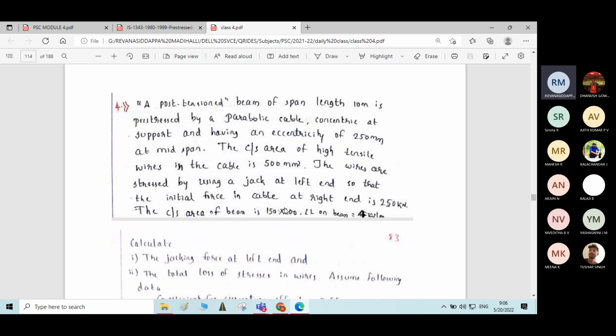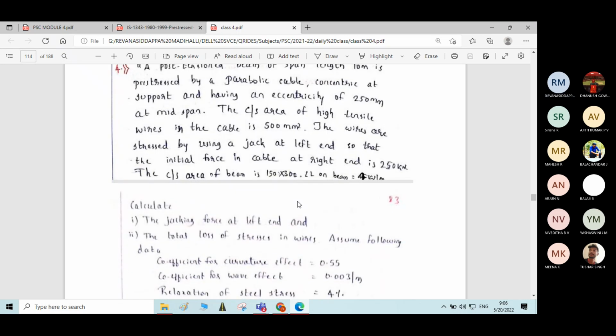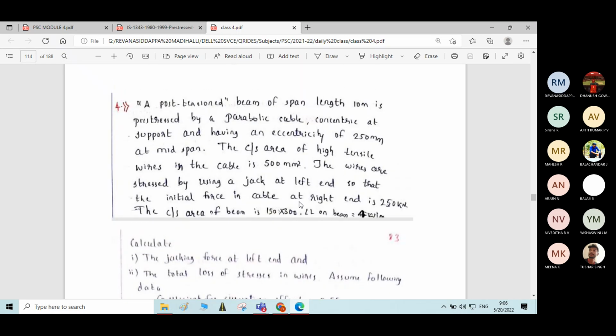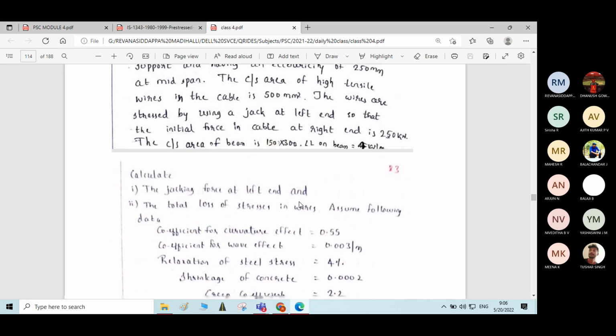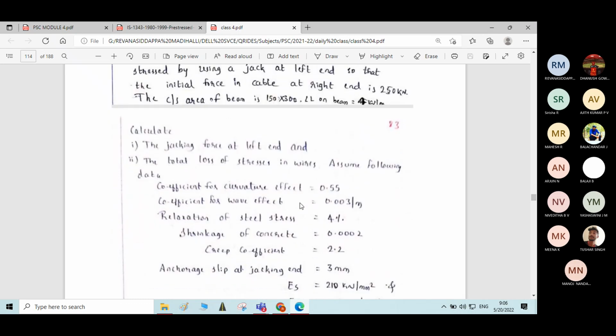I hope everyone is writing the problem. Some part of the question is a little blurred. Are you able to see that? If you are not able to read that, you can ask me. I'll tell the values.